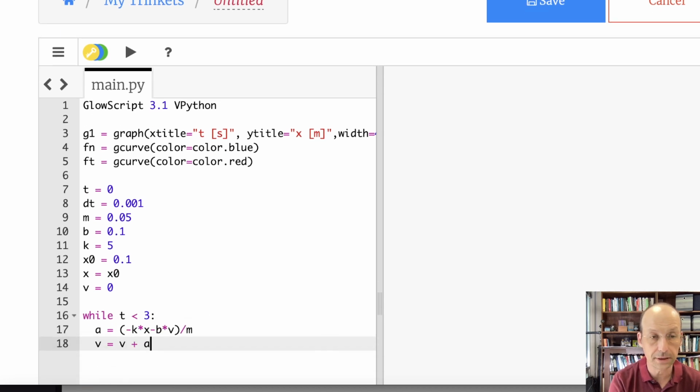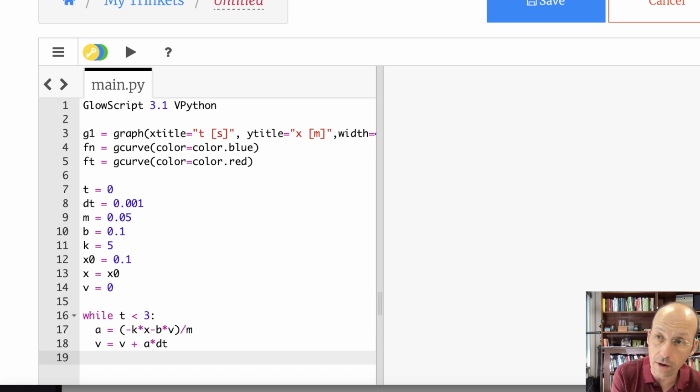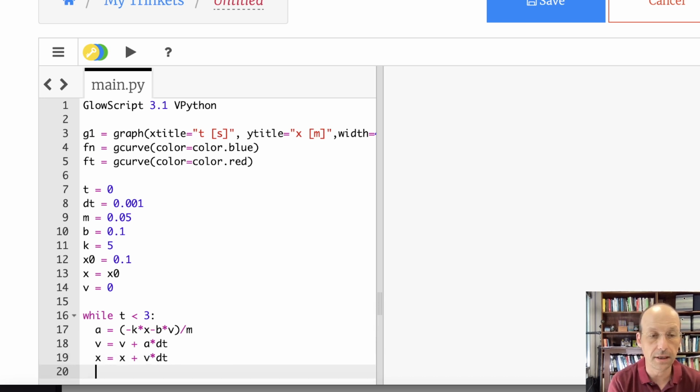v equals v plus a times delta t. Just like I said. Now, if you haven't seen this before, that's a position update. That's a make-equal-to equation sign, not an algebraic equal sign. Now I'm going to do the same thing for x. x equals x plus v times dt. Update time. t equals t plus dt.